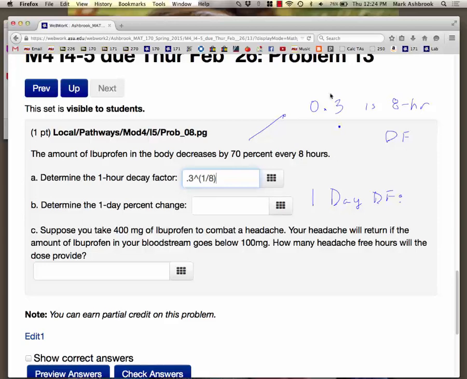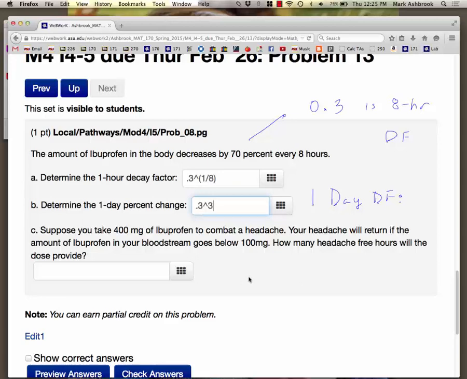So we can go back here, 0.3 every 8 hours. So then what will we keep every 24 hours? 0.3 to the third. So if we multiply by 0.3 every 8 hours, then we're going to multiply by 0.3 3 times every 24 hours. So you're going to take that to the third.